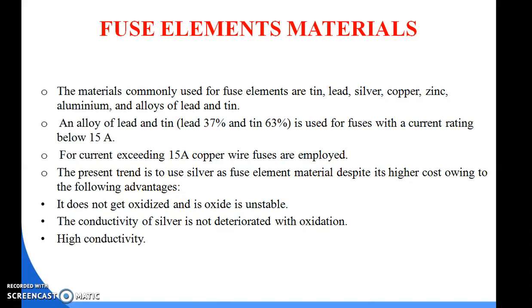The present trend is to use silver as a fuse element material despite its higher cost, owing to the following advantages. It does not get oxidized and its oxide is unstable. The conductivity of silver is not deteriorated with oxidation, and it has high conductivity. These are the fusing element materials for below 15 ampere and above 15 ampere.